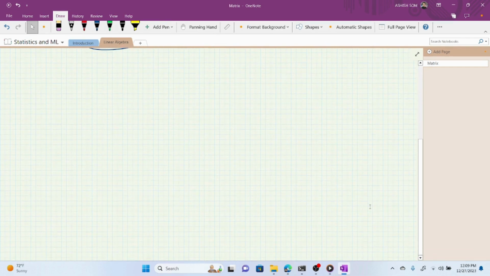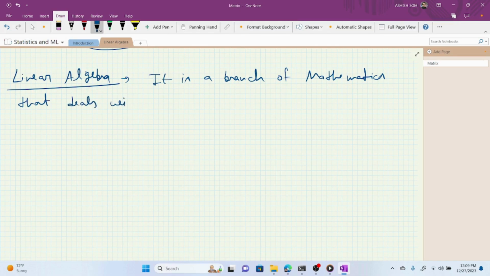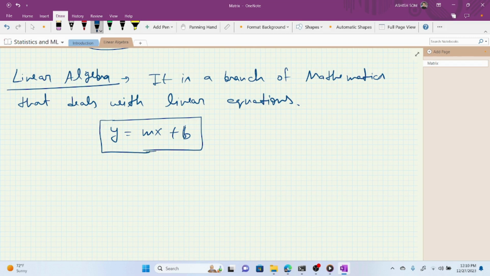Linear algebra is a branch of mathematics that deals with linear equations. Linear equations are in the form of, we can say, y equal to mx plus b. Whenever we have this kind of equation, we call it a linear equation.